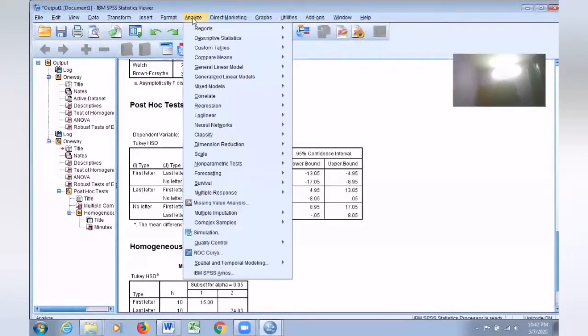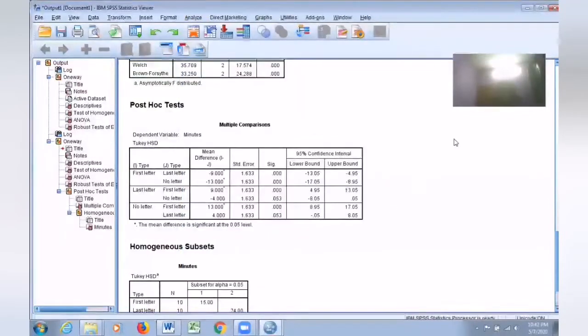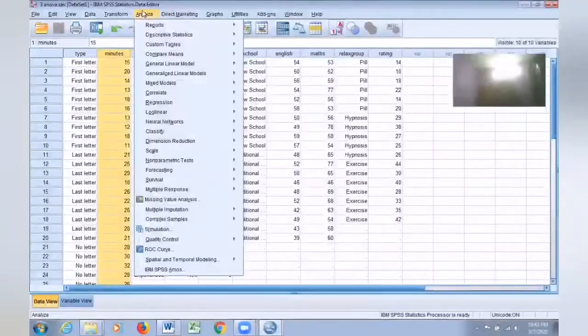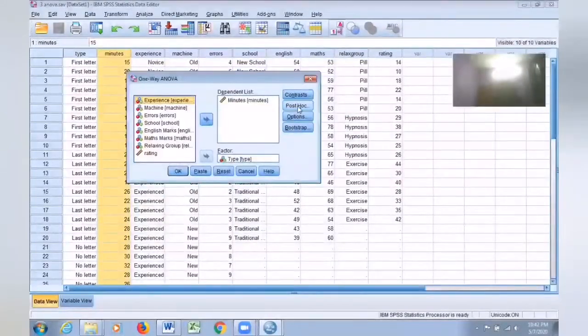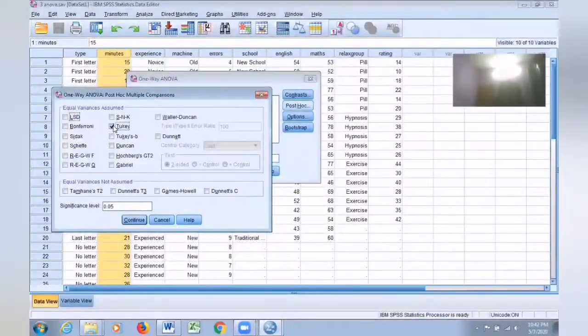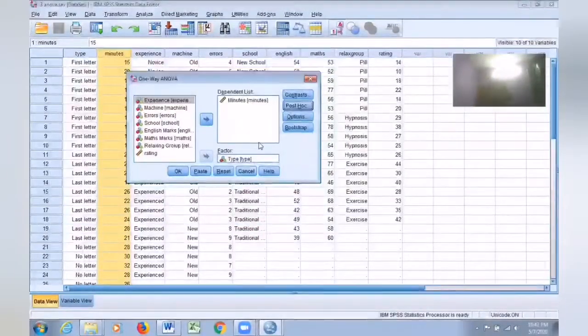Planned comparison means, for example, let us go to our working table. Let me go to analyze, compare means, and one-way ANOVA. And here I go to post hoc and I uncheck it because I don't want post hoc. I want to conduct a planned comparison. Here there is an option for the contrast.